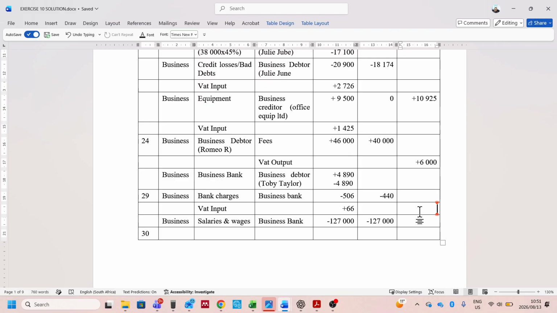And then on the same day, we paid salaries and wages, 127,000 by EFT. I've already recorded it because I know that by this stage, you're already familiar with the transaction and it won't be a challenge.